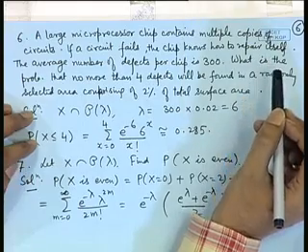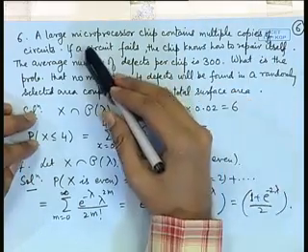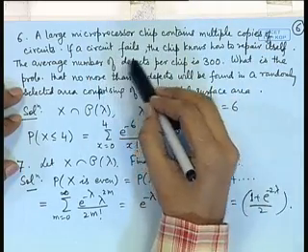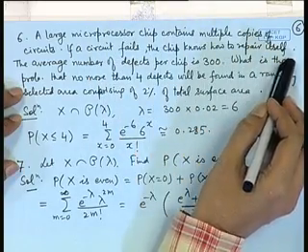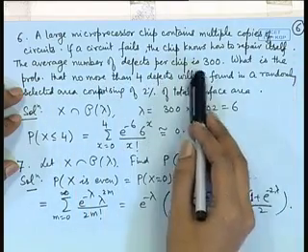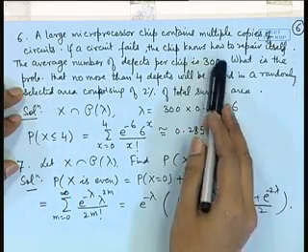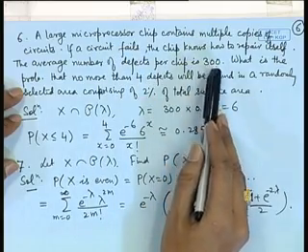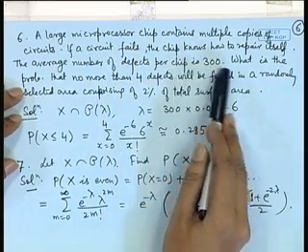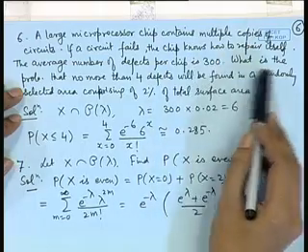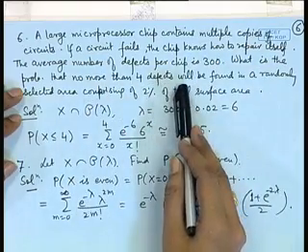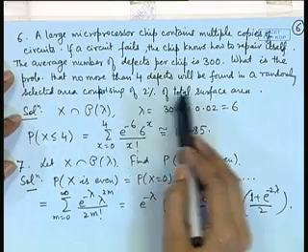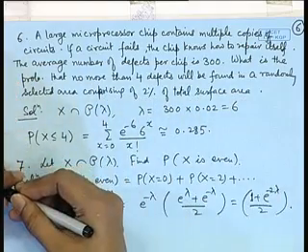Let us look at an application of Poisson distribution. A large microprocessor chip contains multiple copies of circuits. If a circuit fails, the chip knows how to repair itself. The average number of defects per chip is 300. So, this is the rate, that is, one chip has nearly 300 defects. What is the probability that no more than 4 defects will be found in a randomly selected area comprising 2% of the total surface area of the chip?